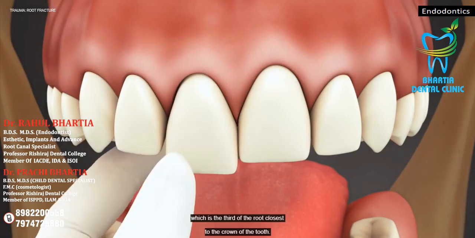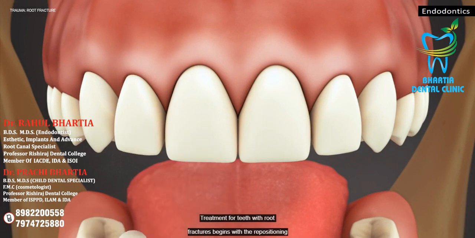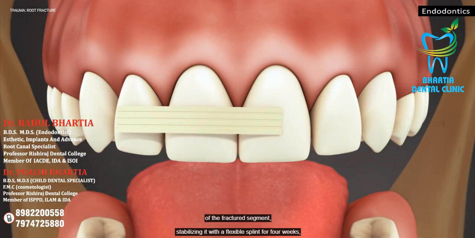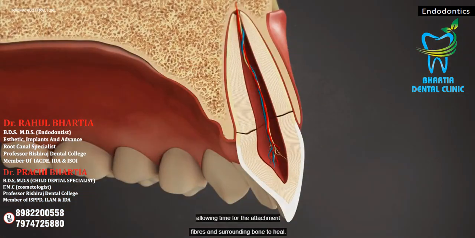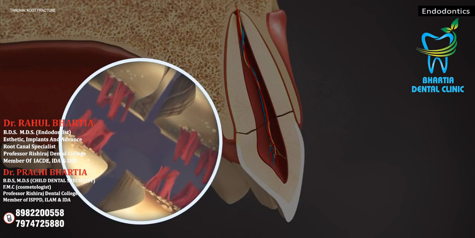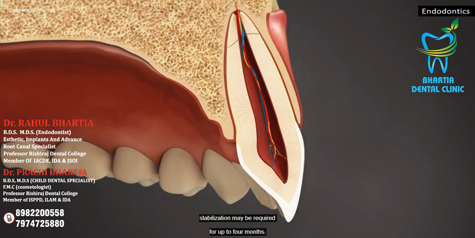Treatment for teeth with root fractures begins with the repositioning of the fractured segment, stabilizing it with a flexible splint for 4 weeks, allowing time for the attachment fibers and surrounding bone to heal. In the case of a root fracture closer to the crown of the tooth, stabilization may be required for up to 4 months. Root fractures have been known to heal on their own, but these are more likely the type of fractures that occur closer to the apex.